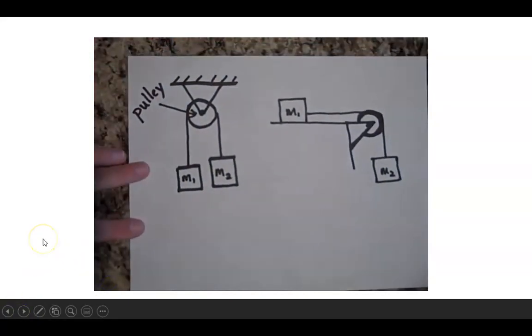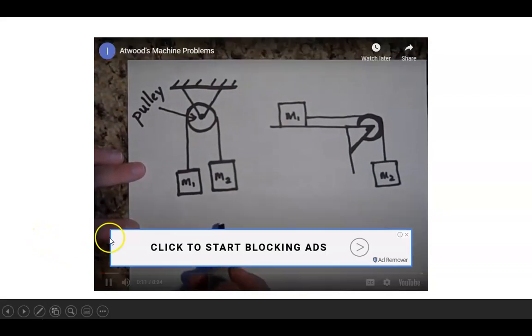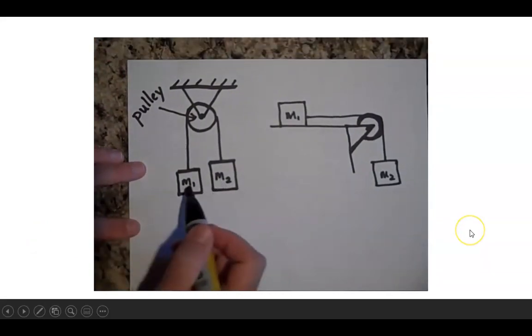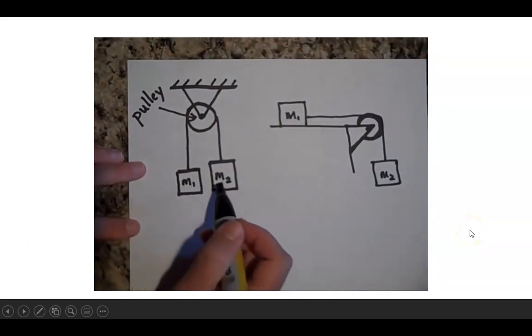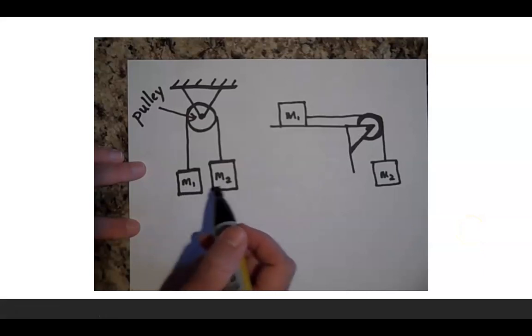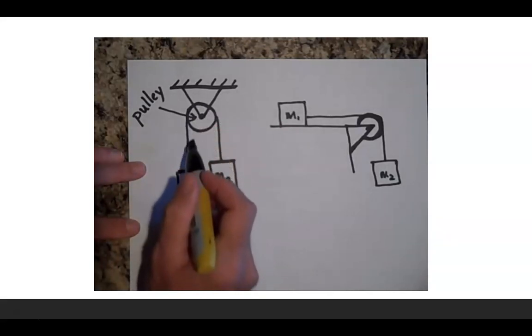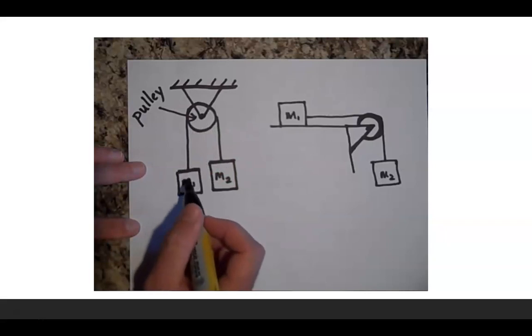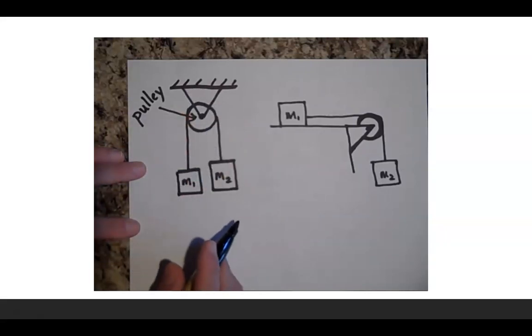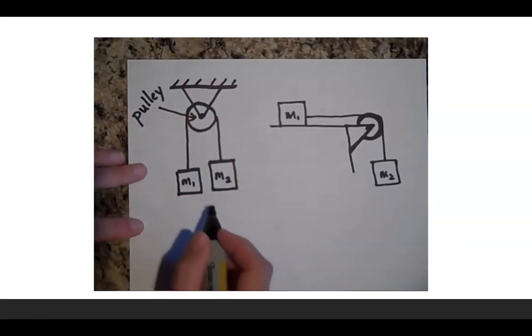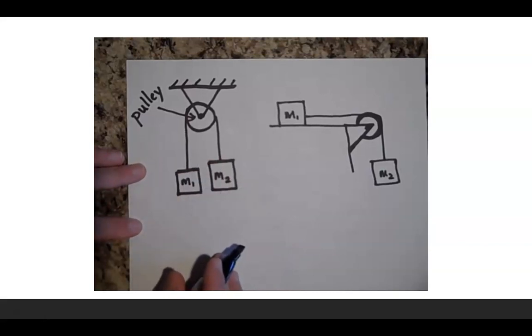An Atwood's machine problem is when you have a pulley and there's two masses, and say this mass is heavier than this one, this will go down if they're attached to a string. The string attaches them to each other and it's looped over a pulley, and the pulley might be fastened to the ceiling. So when this one goes down, this one goes up.